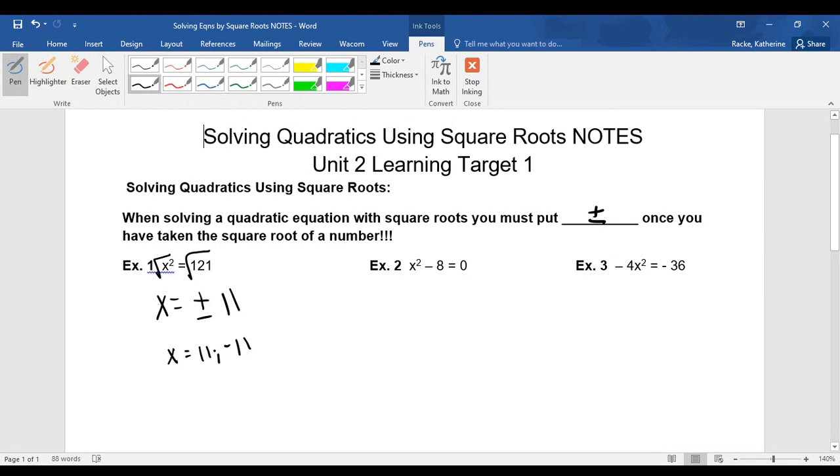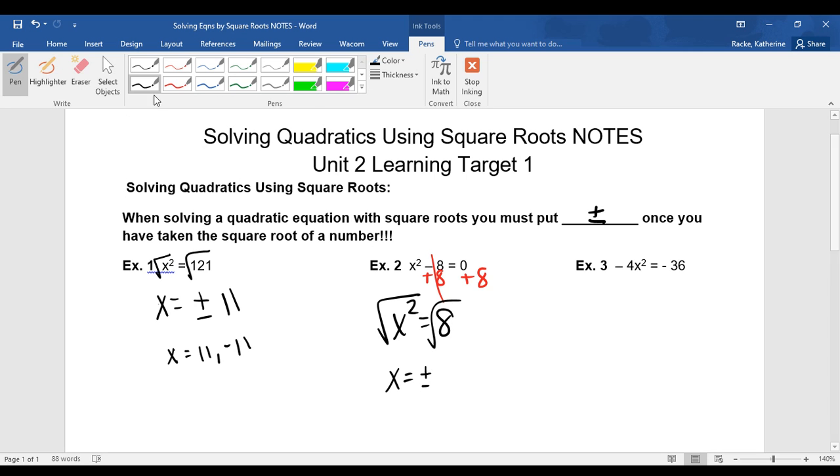Okay, example number 2, x squared minus 8 equals 0. To start this, I need to get the x squared by itself. To do that, I need to add 8 to both sides. This 8 cancels out. I get x squared equals 8. Now I have to square root both sides because I have the x squared by itself. So x equals plus or minus.